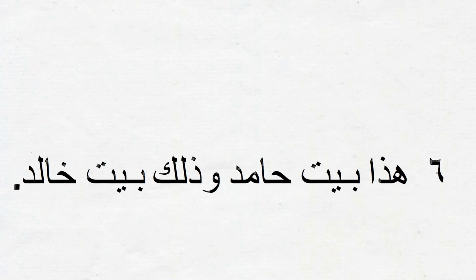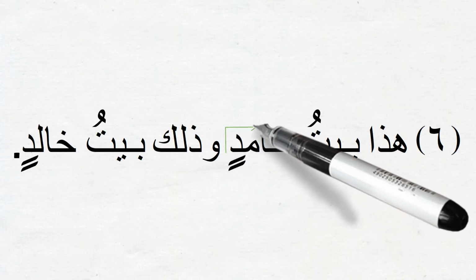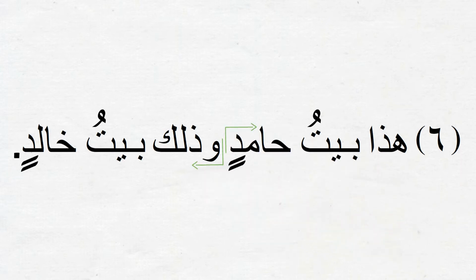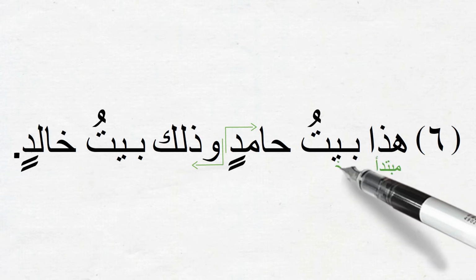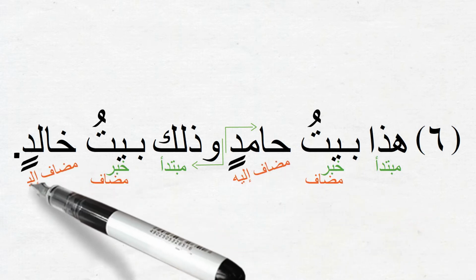Number 6. هذا بيت حامد وذلك بيت خالد. This is the house of Hamid and that is the house of Khalid. We have a pair of ismiya sentences here. Can you identify the respective mubtada and khabars? هذا is the mubtada and بيت is the khabar of the first ismiya sentence. ذلك is the mubtada of the second sentence and بيت is the khabar. Also بيت is the mudaf in both sentences and Hamidin and Khalidin are coming as mudaf ilayh.